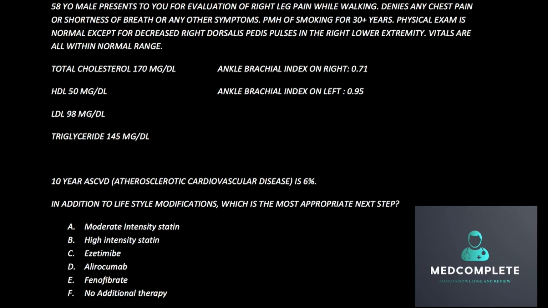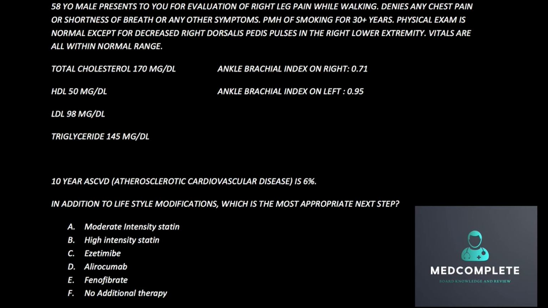A 58-year-old man presents to you for evaluation of right leg pain while walking. Denies any chest pain, shortness of breath, or any other symptoms. Past medical history of smoking for 30 plus years. Physical exam is normal except for decreased right dorsalis pedis pulses on the right lower extremity. Vitals are all within normal range.